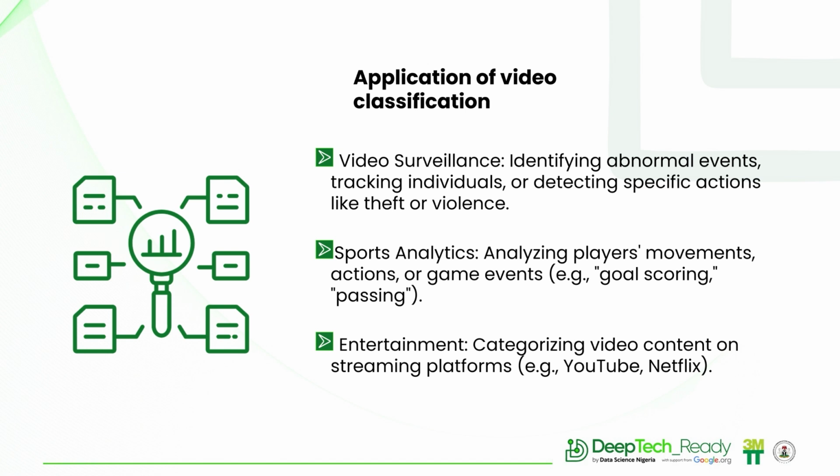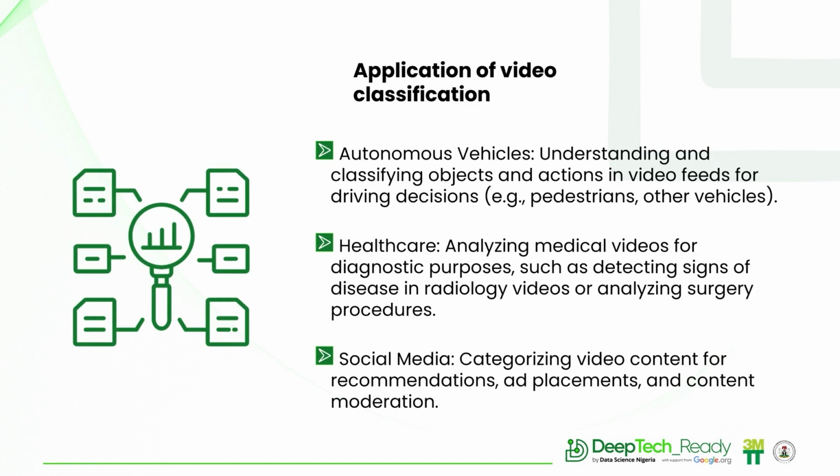So what are the different applications of video classification that you should be aware of as a computer vision person? Number one, video surveillance, like we said: identifying abnormal events, tracking individuals, or detecting specific actions like theft or violence. It's also applicable in sport analytics, analyzing player movements, actions, or game events like goal scoring and passing. Then it's also applicable in entertainment, that is categorizing video content on streaming platforms such as YouTube and Netflix. It's also applicable in autonomous vehicles, understanding and classifying objects and actions in video feeds for driving decisions, such as pedestrians and other vehicles.